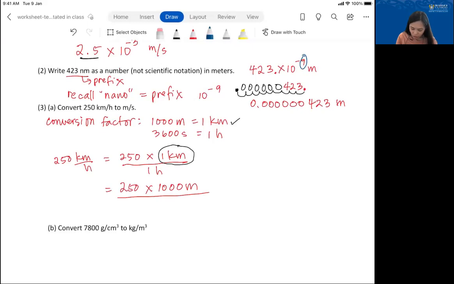Okay. And then here you can see you have to convert 1 hour, and you can see in your conversion factor that 1 hour is replaced by 3,600 seconds. Okay. And then you carry out the calculation, 250 times 1,000 divided by 3600 is 69.4 meters per second.